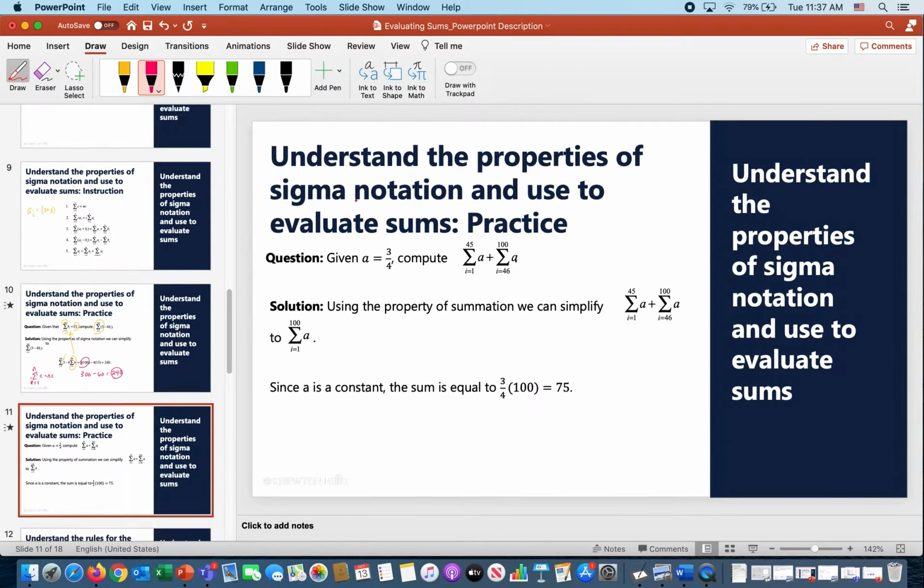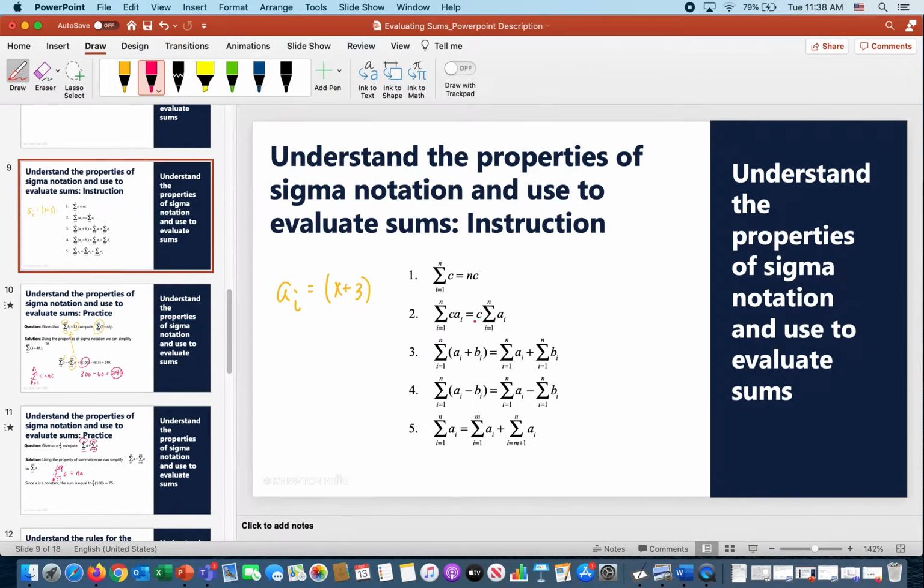So let's take a look at this one. This is very similar to what we just finished doing. This time we have the sum from 1 to 45 of A plus the sum from 46 to 100 of A. And again, we're going to use those properties that we talked about earlier. This one we're using the property where we have I equals 1 to 100 of A. That is n times A, right? If we go back and look at that, or C, in this case, C times A, right?